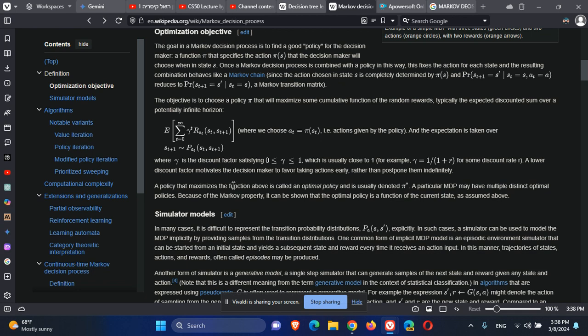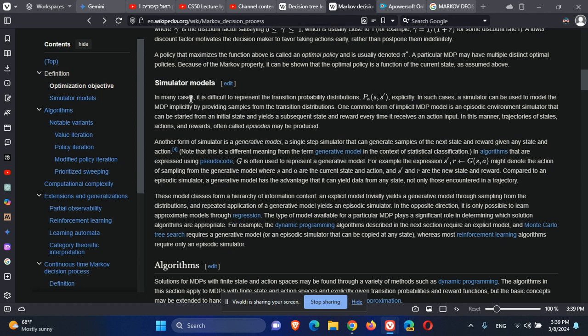A policy that maximizes the function above is called an optimal policy and is usually denoted as pi star. A particular MDP may have multiple distinct policies, all called pi, and the best policy, which maximizes the reward, is called pi star. A particular MDP may have multiple distinct optimal policies, so we're saying not only that, but that there can also be several optimal policies. Because of the Markov property, it can be shown that the optimal policy is a function of current state as assumed above.